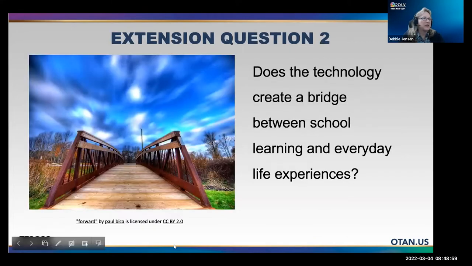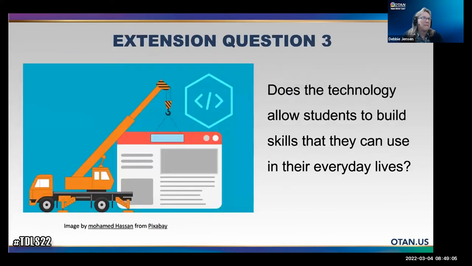Does the technology create a bridge between school learning and everyday life experience? Next. Does the technology allow students to build skills that they can use in their everyday lives? Next.